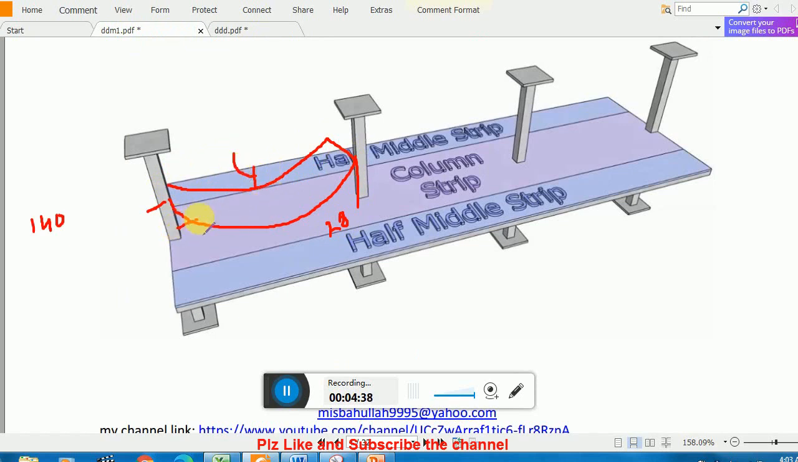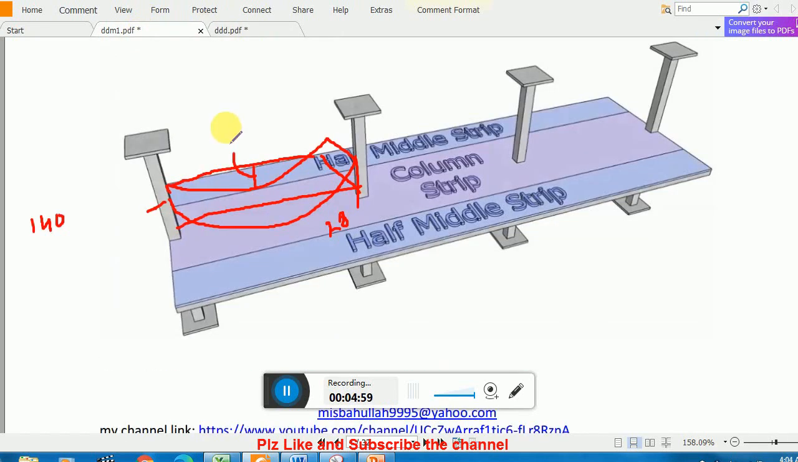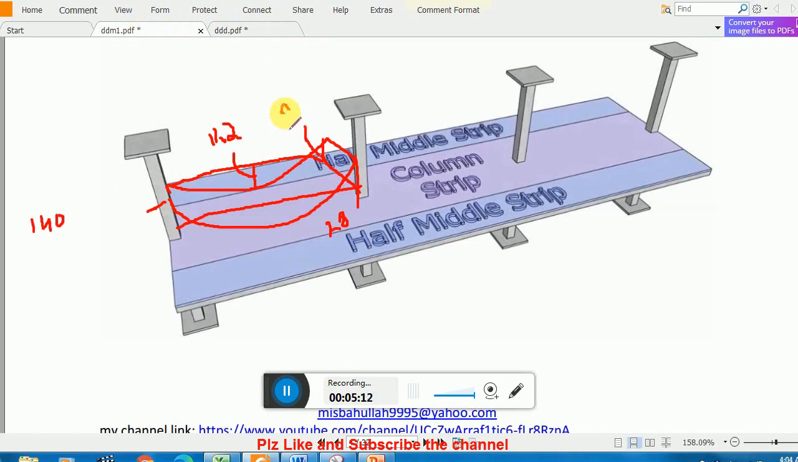If I draw a line, let's say this is the line in 3D basically. If I draw a line in this shape, look at the variation. So this is negative, here 0, there positive, and the positive amount is 11.2. So here is 11.2, and here the moment is again negative. Remember, this is a negative moment, but this is smaller. This is 9.4.